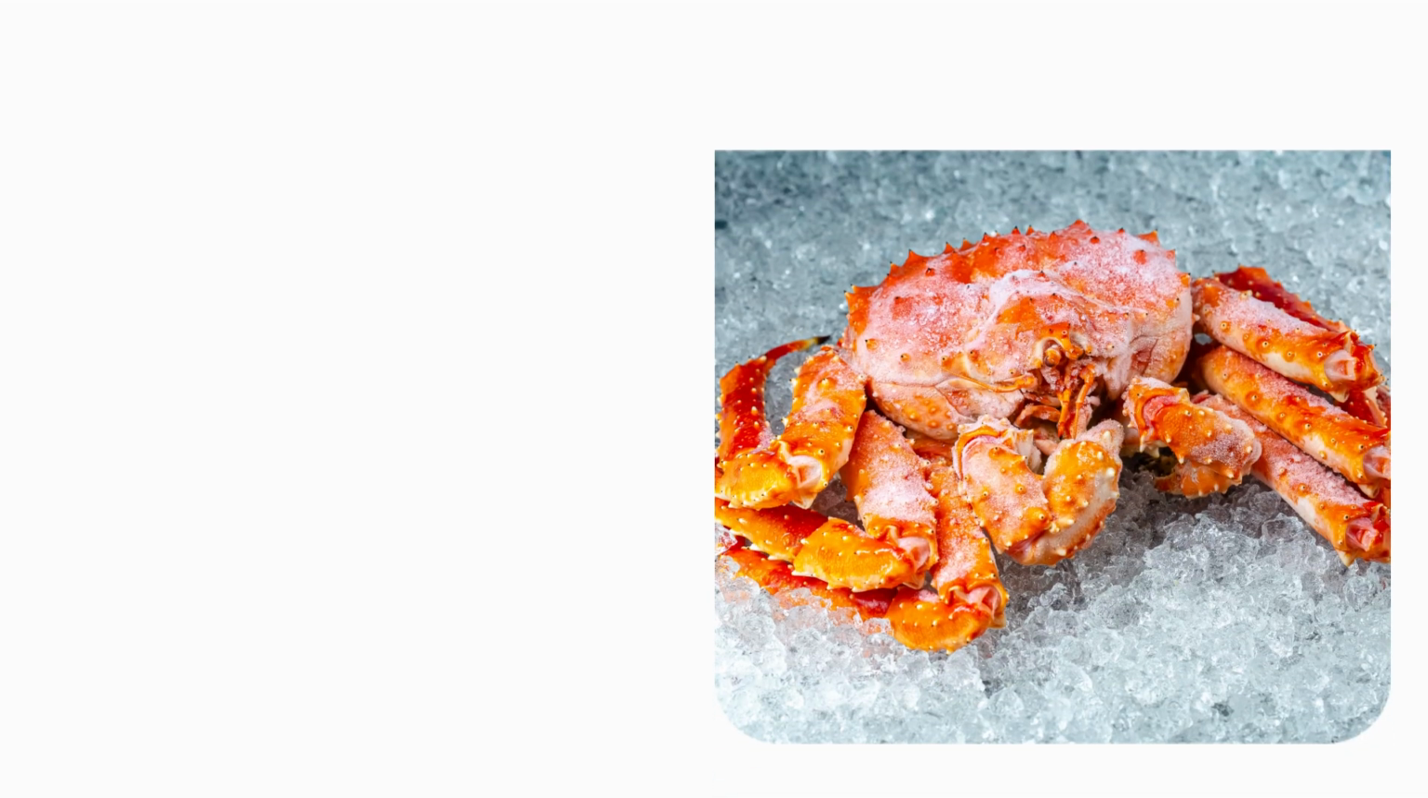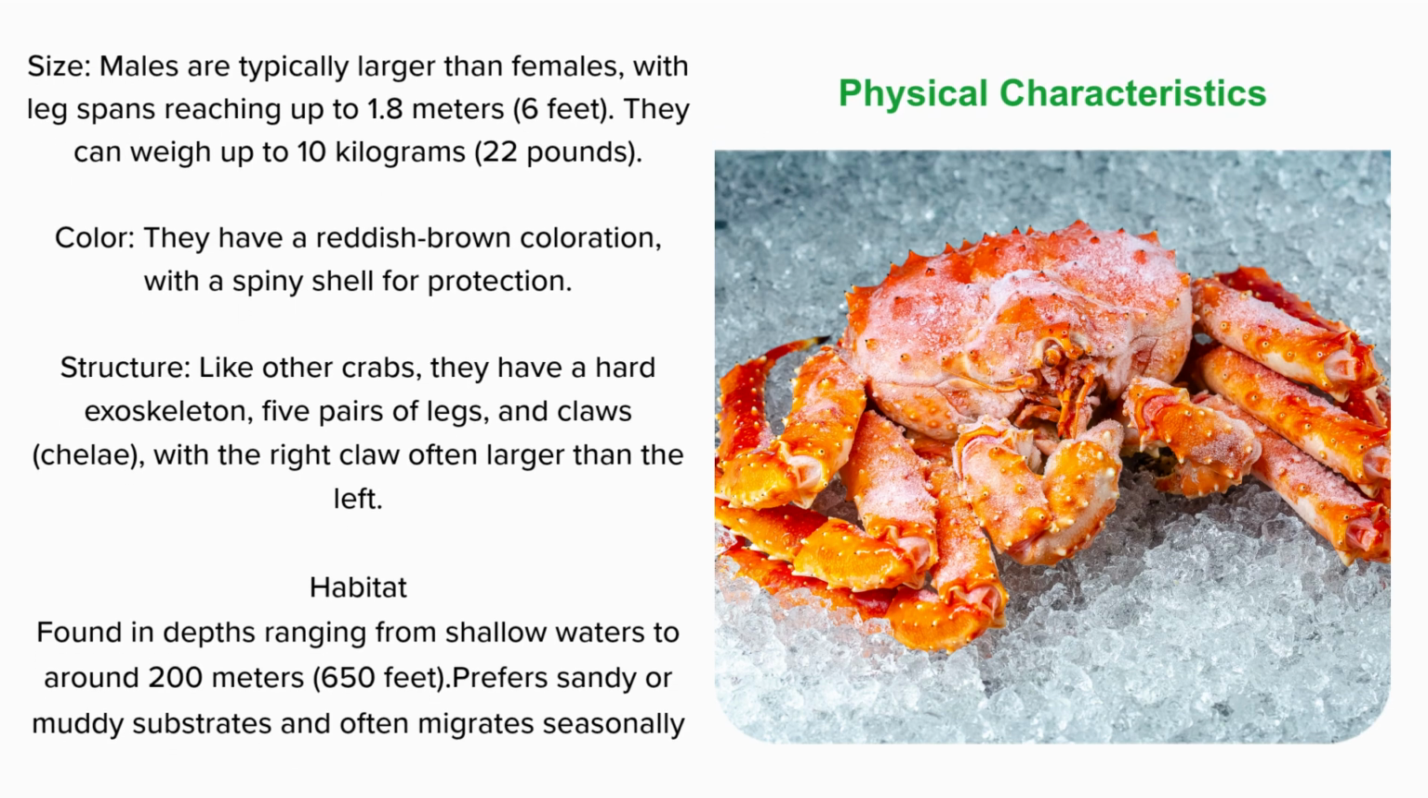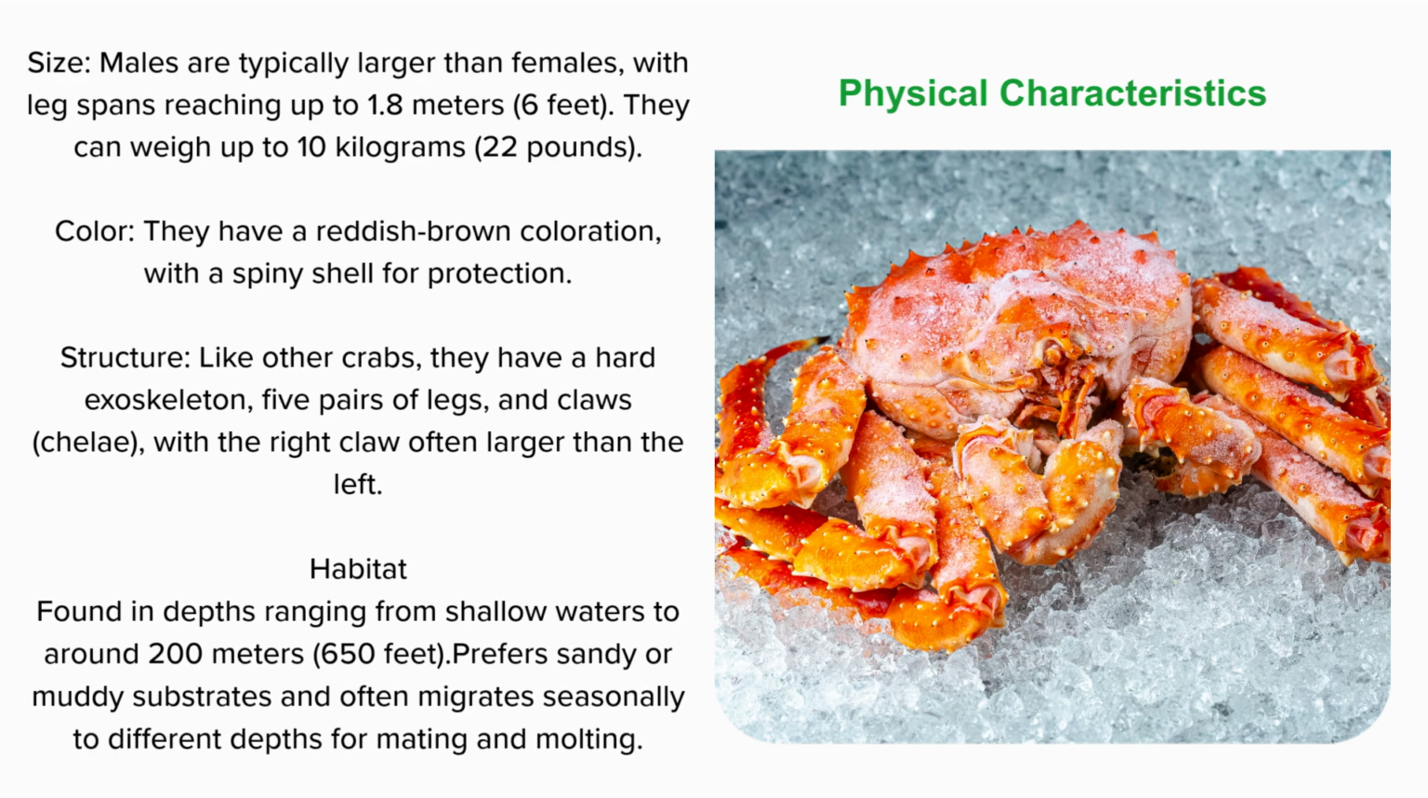Physical characteristics. Size: males are typically larger than females, with leg spans reaching up to 1.8 meters, 6 feet. They can weigh up to 10 kilograms, 22 pounds. Color: they have a reddish-brown coloration, with a spiny shell for protection. Structure: like other crabs, they have a hard exoskeleton, 5 pairs of legs, and claws. Chelae: with the right claw often larger than the left. Habitat: found in depths ranging from shallow waters to around 200 meters, 650 feet, prefers sandy or muddy substrates and often migrates seasonally to different depths for mating and molting.